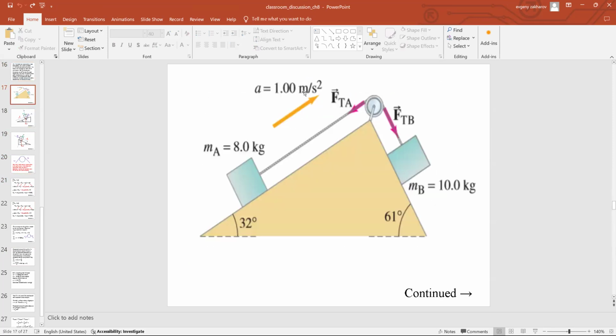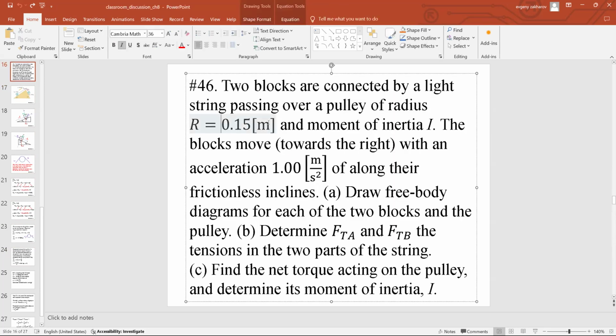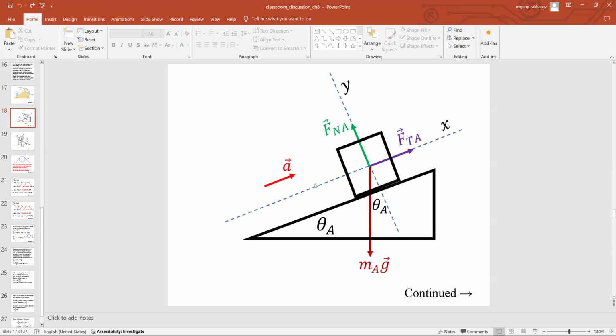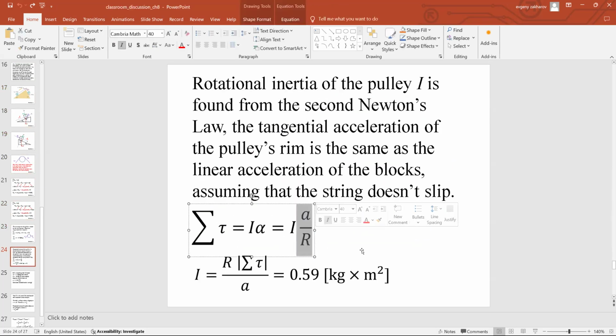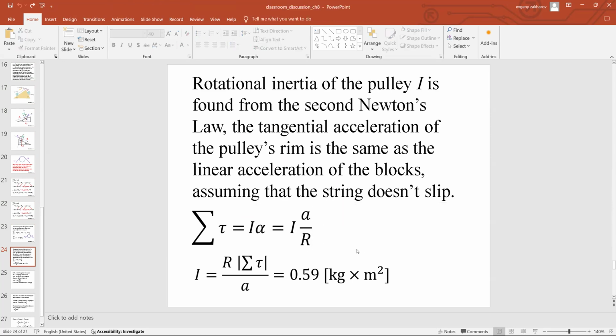A is 1 meter per second squared, and R, the radius for the pulley, is also given. So I don't need alpha. I can just replace it with what's given in terms of linear parameters. This is a beautiful way out for when you need angular parameters, but you have only linear parameters given. And you can do it vice versa. Let's say angular parameters are given, go backwards, solve for linear parameters, use it for your translational motion.